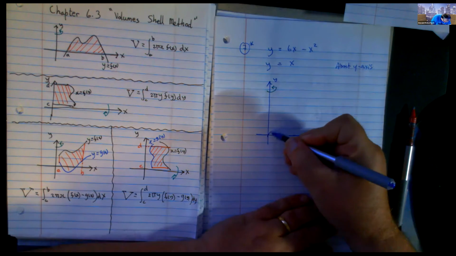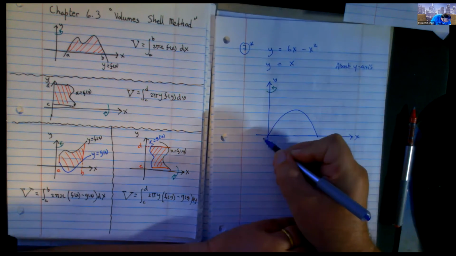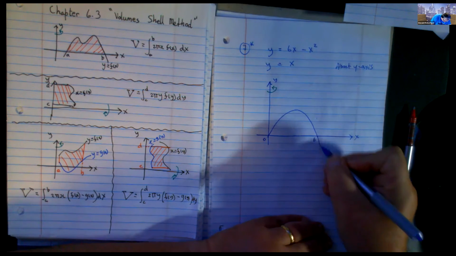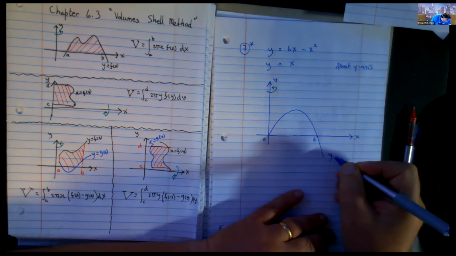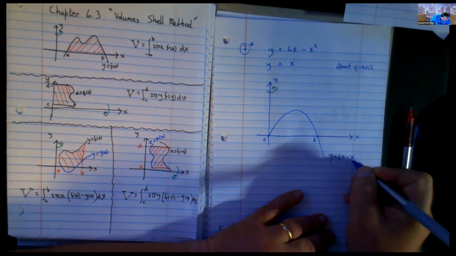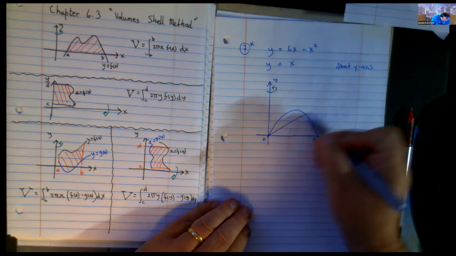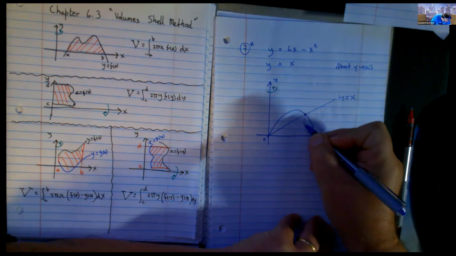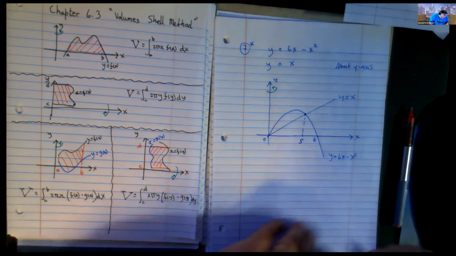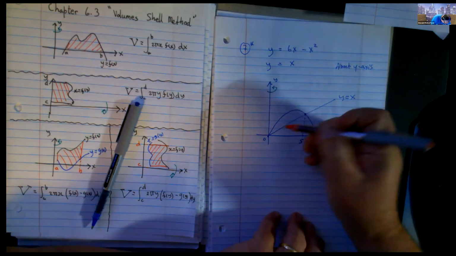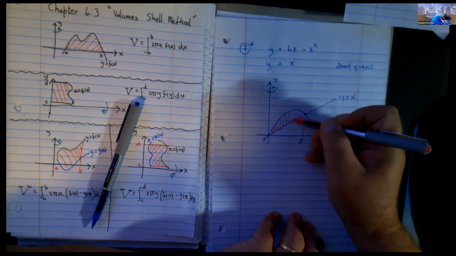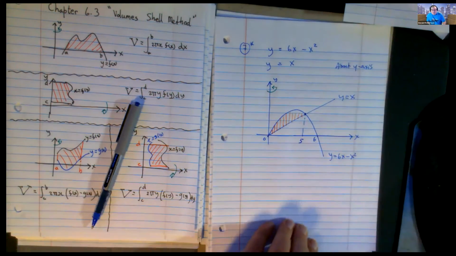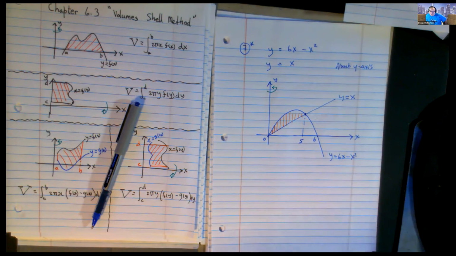6x minus x squared looks something like this. Imagine I already had it in Desmos. y equals x is something like that. And this guy here is 5. And so when you put that whole package together, that's the shape that's going to get rotated about the y-axis.